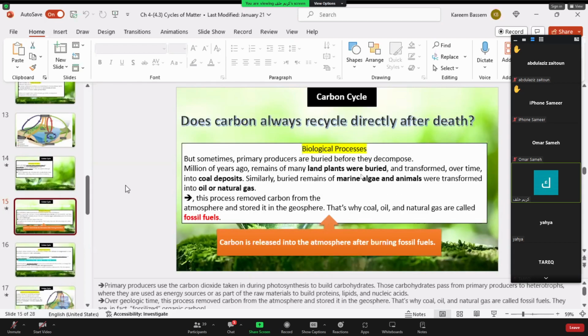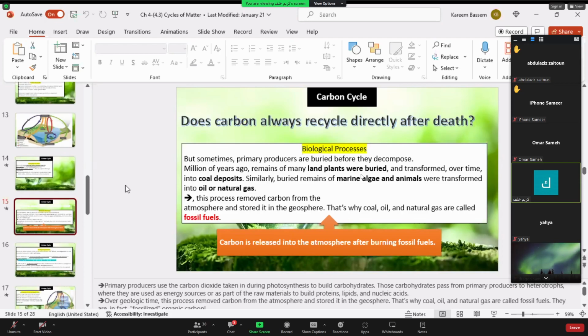It's not always happening that carbon is recycled directly after organisms die and decay. Sometimes, when the organism is buried at once and the conditions are suitable, after many years of high temperature and pressure, it starts decaying and changing into fossil fuel. So up to here, there is no recycling, just carbon changed into fossil fuel.